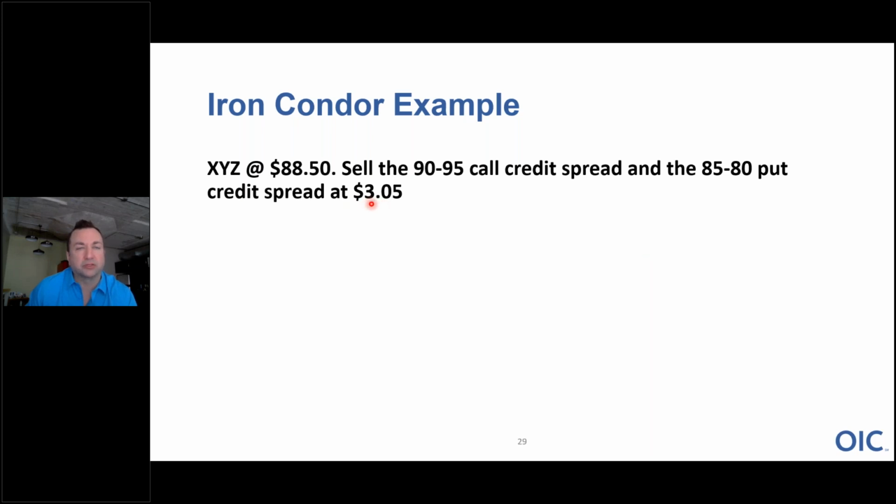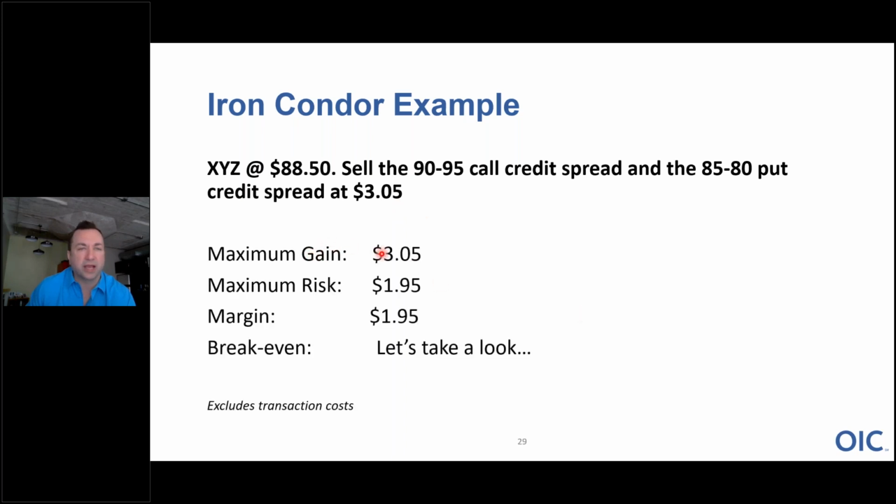Start the way we did before with selling any spread. And here we're selling options for a total net credit of 305. The best that can happen is all the options expire out of the money and worthless, and our maximum gain is 305. Most we can make is the credit received. There's max gain, 305.